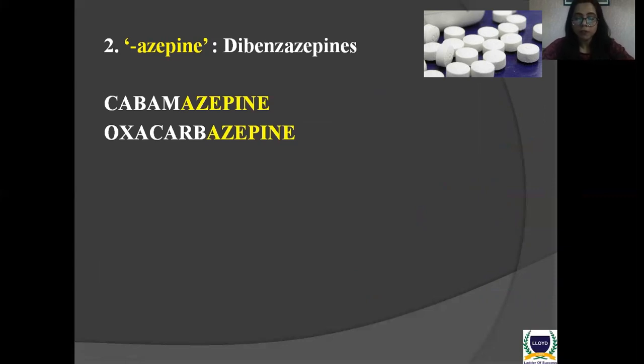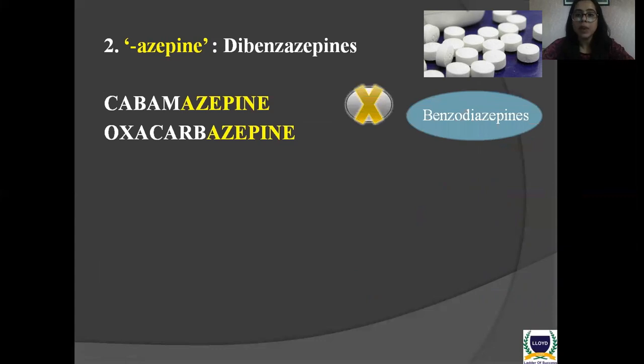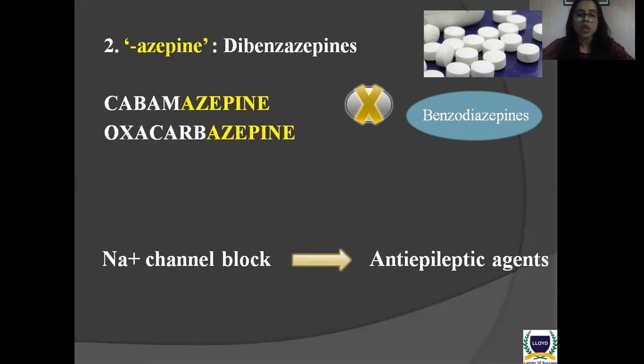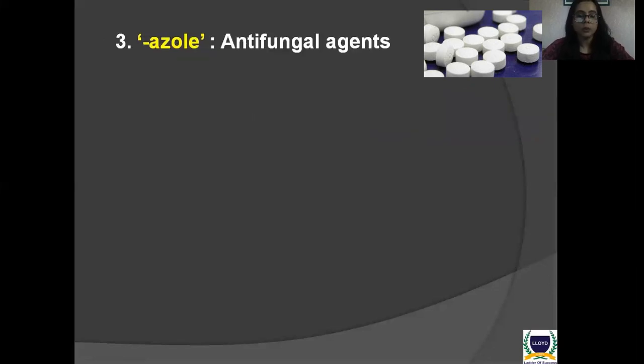We should not confuse these drugs with the benzodiazepines, because benzodiazepines are of a different chemical category. So carbamazepine and oxcarbazepine belong to the dibenzazepines. These have anti-epileptic action; they basically block the sodium channel. So by blocking the sodium channel, they cause their anti-epileptic action and can be used as anti-epileptic agents.